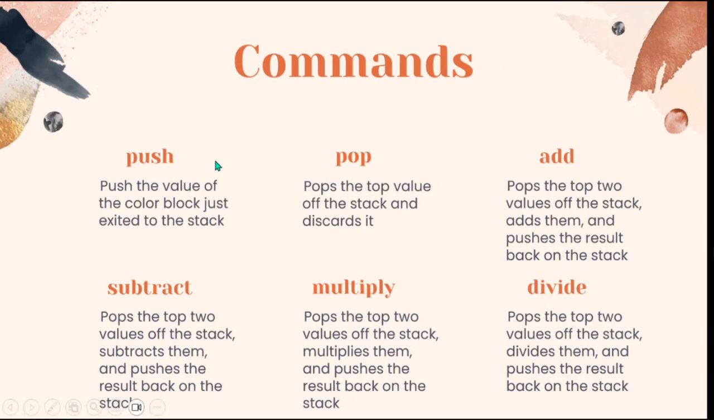Let's look through the commands. The first command is push. Basically, it pushes the value of the color block to the stack, which means if you have, for example, a yellow block of 44 codels, when we push it to the stack, 44 will be pushed because the count of the codels in this block is 44. And the same for pop. For pop, we pop the top of the stack and discard it. For add, we pop the two values in the stack and add them and push the result back to the stack. Same way for subtract, multiply, and divide, but the operation is different.